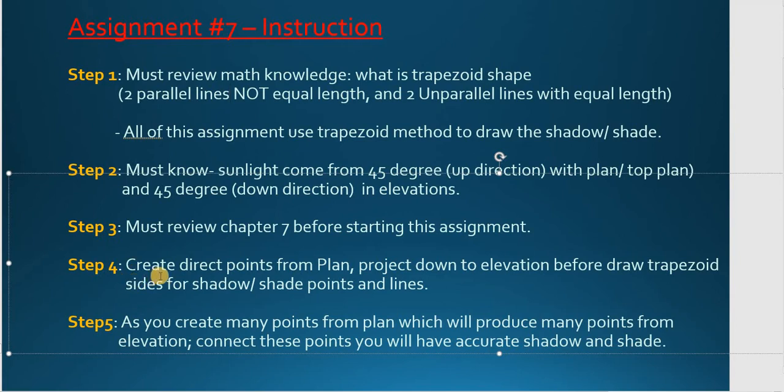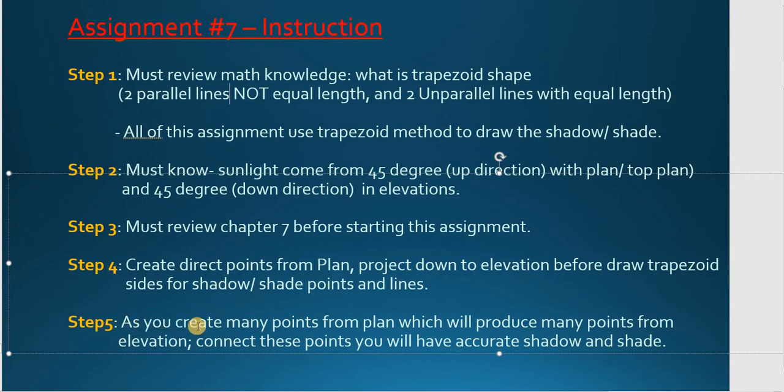Step 4, you need to create a direction point from the plane, that means the top plane, and you project down to the elevation like the way you drew perspective views before. It's similar to that. You need to drop down or project down to the elevation before you create the trapezoid shape. After that you need to look at the side of the trapezoid to make a shadow point. After that, connect the shadow points together to make a line.